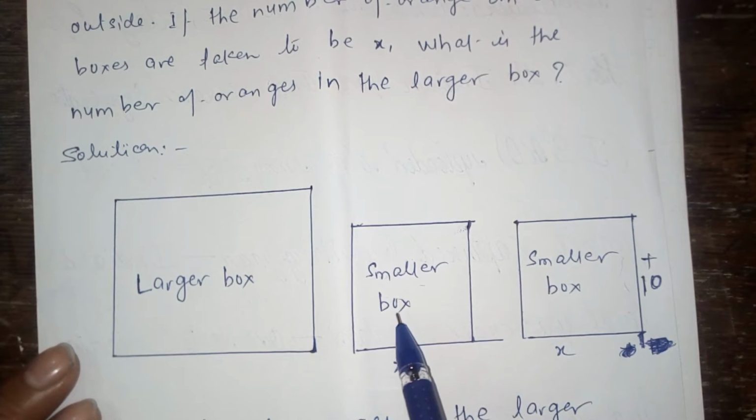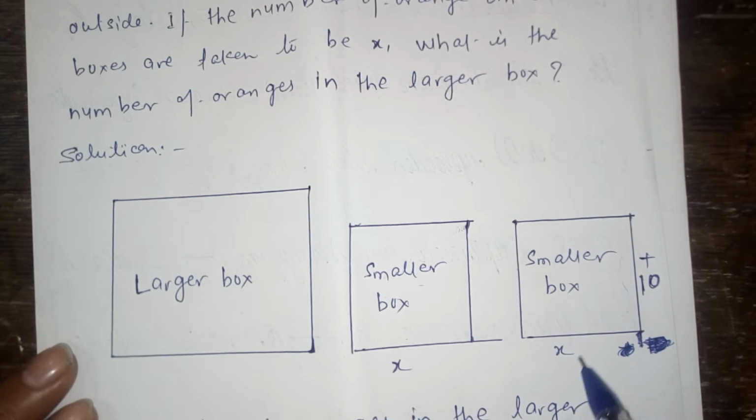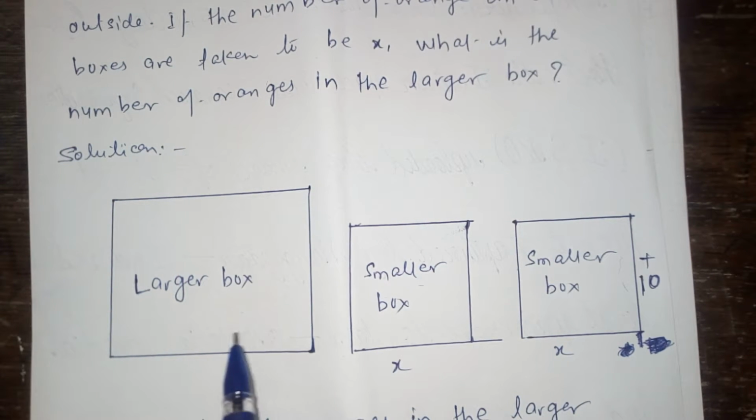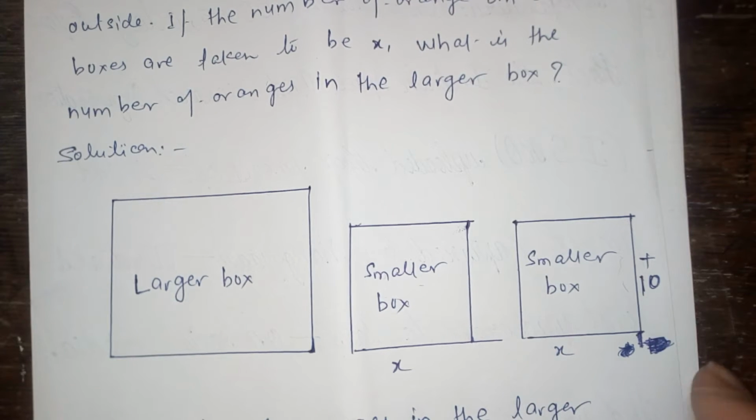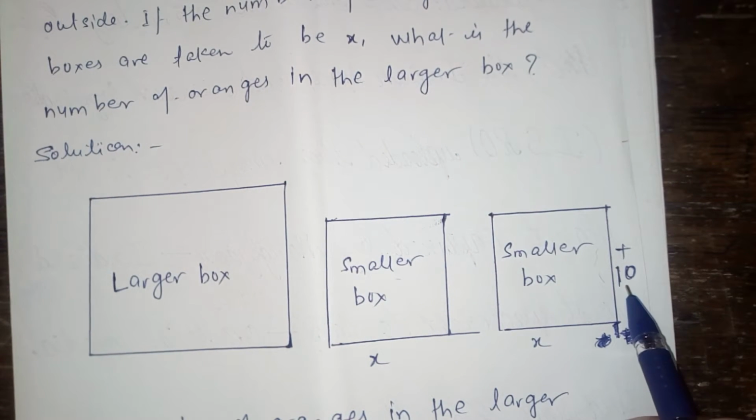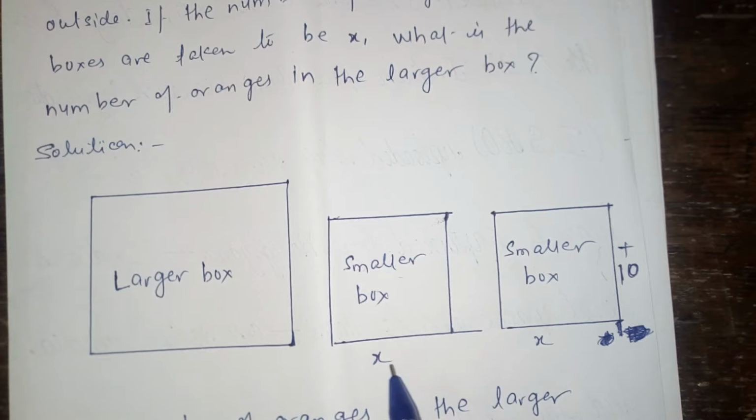In the first smaller box, the number of oranges is x. In the second smaller box, the number of oranges is x. After transferring the oranges from the larger box into two smaller boxes, 10 oranges remain outside. So, according to the question, in the first smaller box the number of oranges is x, in the second smaller box the number of oranges is x, and these are the 10 oranges remaining outside.